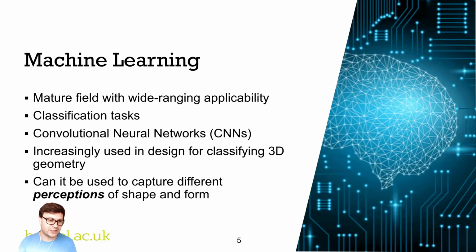And we're using machine learning to do just so. It's great for classification tasks, just like we have there, a square or circle. And we're using convolutional neural networks to achieve this. So this whole paper is about, can we actually use that machine learning to capture the different perceptions of shape and form?